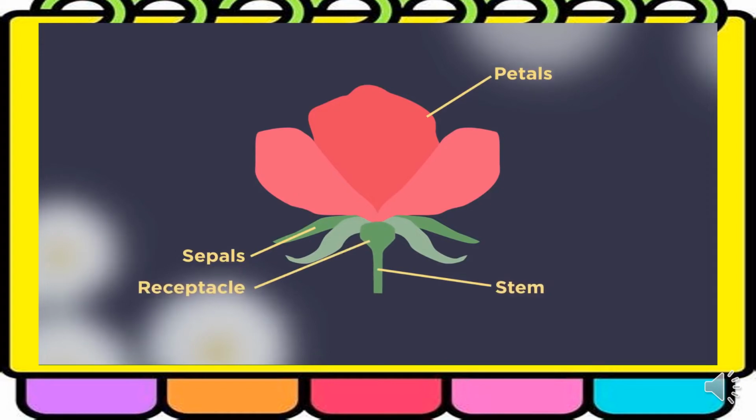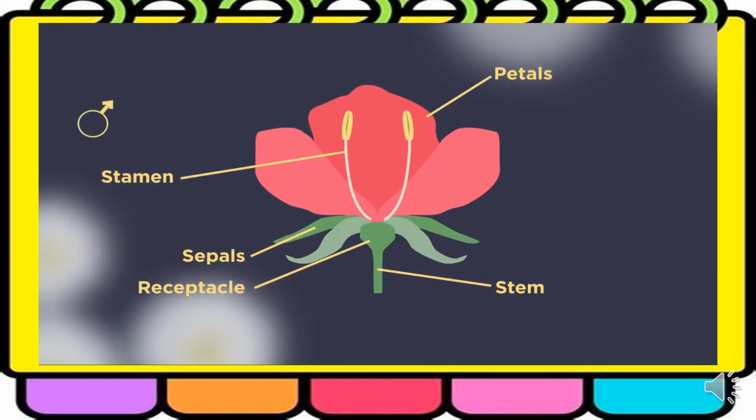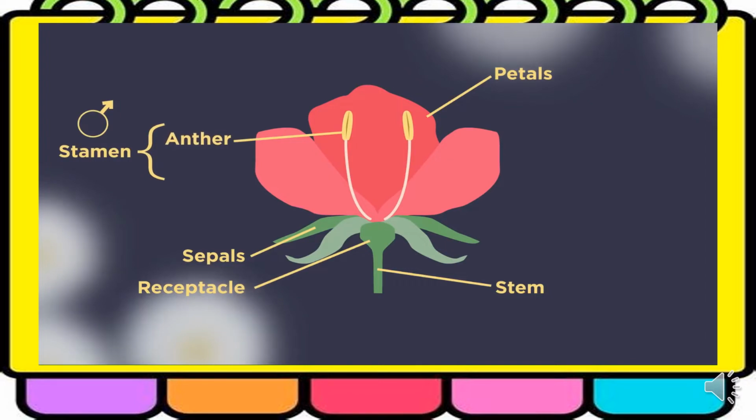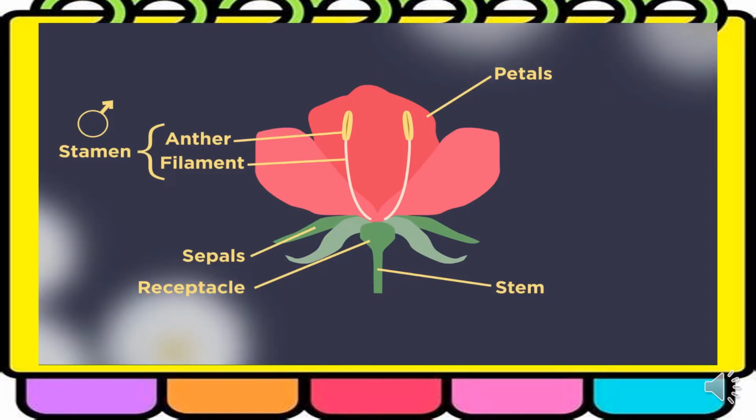The petals and the sepals help protect the flower bud and can be brightly colored or scented to attract pollinators. The stem and the receptacle are the parts that connect the flower to the rest of the plant. The stamen is the male part of the flower. It consists of the anther, where pollen is produced, and the filament, which is the stalk that supports the anther. These structures are responsible for the production and the positioning of pollen, the male gametes.